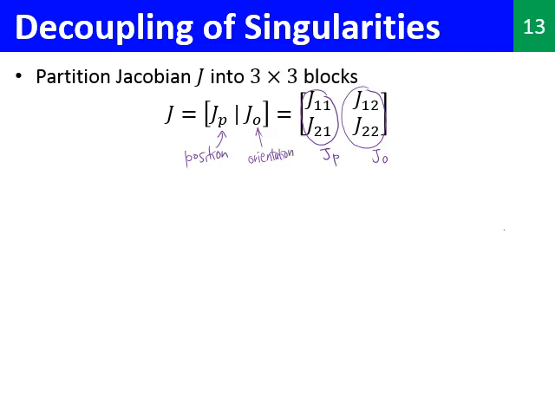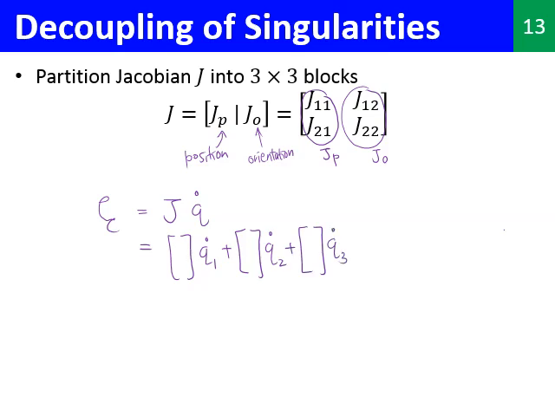So if we look at the original equation of ξ equals J q dot, if we expand J, we would have the first column of J times q1 dot, second column of J times q2 dot, third column of J times q3 dot, fourth column times q4 dot, fifth column times q5 dot, and finally the sixth column times q6 dot.